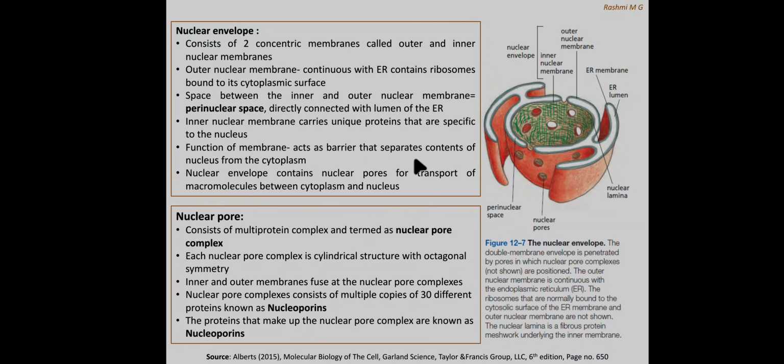The function of the membrane is that it acts as a barrier that supports or separates the contents of the nucleus, acting as a boundary. The nuclear envelope contains nuclear pores, the holes for transport of macromolecules between the cytoplasm and the nucleus. The nuclear pore consists of a multi-protein complex termed the nuclear pore complex. It transports material across the nucleus, and the proteins that make up the nuclear pore complex are known as nucleoporins.